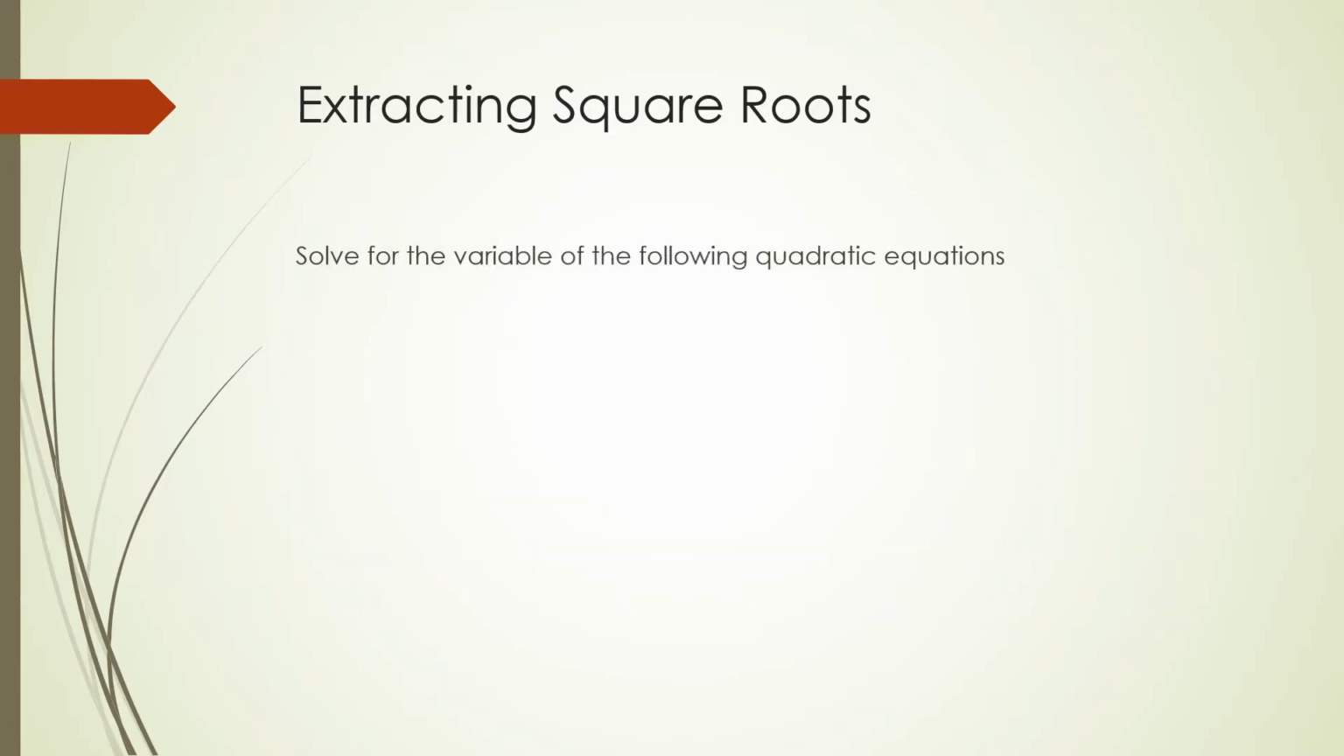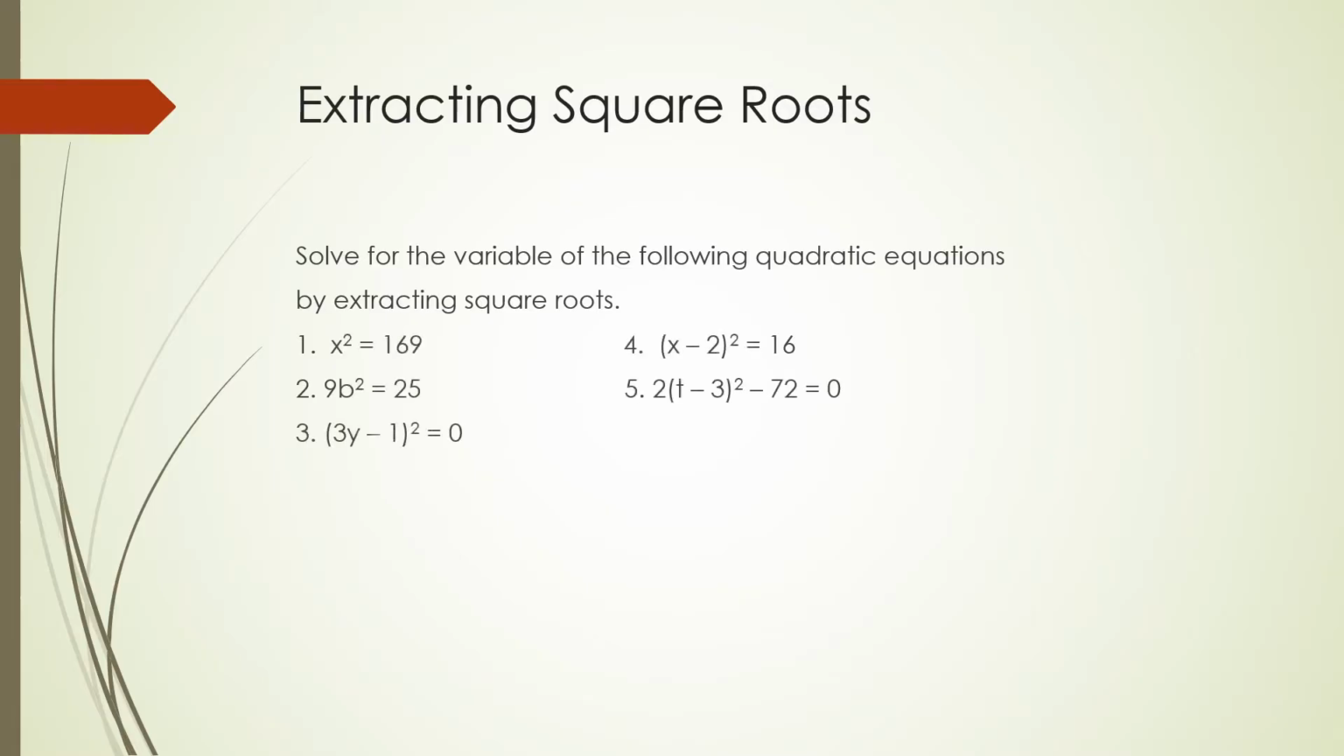Okay, so for your activity, solve for the variable of the following quadratic equations by extracting square root. Number 1, x squared is equal to 169. Again, your target is always to write it in the form of x squared is equal to c. Since number 1 is already like that, what you will do is just enclose it with a square root sign. Okay? Next, number 2, you need to multiply both sides by 1 over 9. Because the number beside b here is 9.